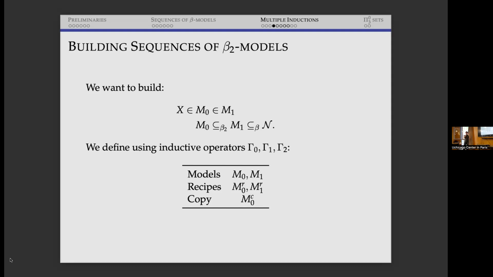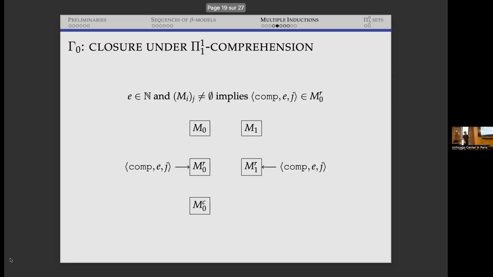So you have the models, M0, M1. You're going to have a set of recipes for the sets inside the models. These are just going to be our instructions. So you build this from this using this. You'll get to the recipes later. And you have to save a copy of the smaller set that you want to put inside the bigger coded model. So let's slowly take a look at the sequences, the recipes that we have to build.